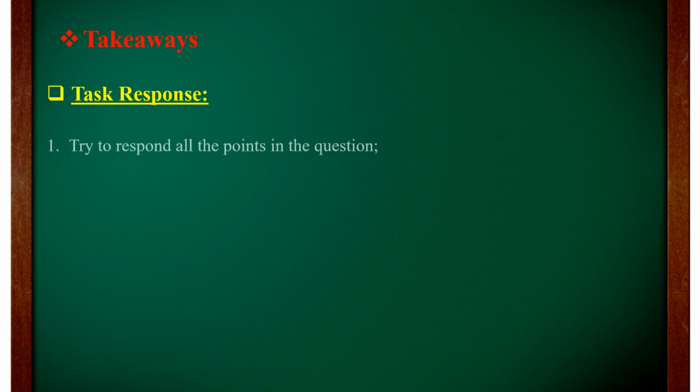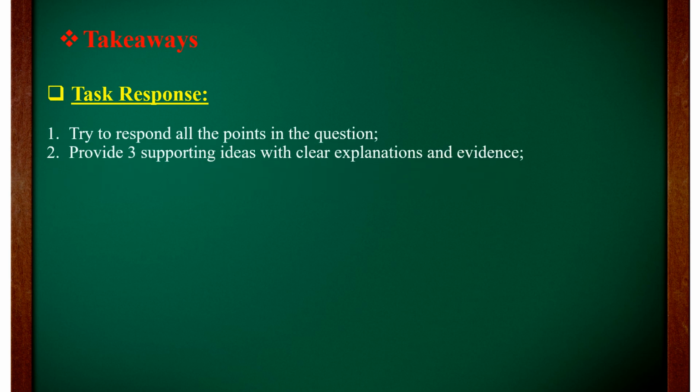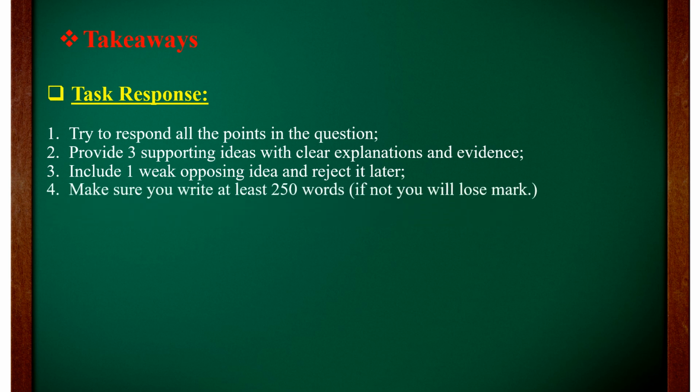Well, now it's time to recap all the takeaways from this video. First, task response. 1. Try to respond on the point in the question. 2. Provide 3 ideas to support your stand, and it should be clearly explained with evidence. 3. Include a weak opposing idea and reject it later to demonstrate to the examiner that your essay considered both sides. 4. Make sure you write at least 250 words. If not, you will lose marks.